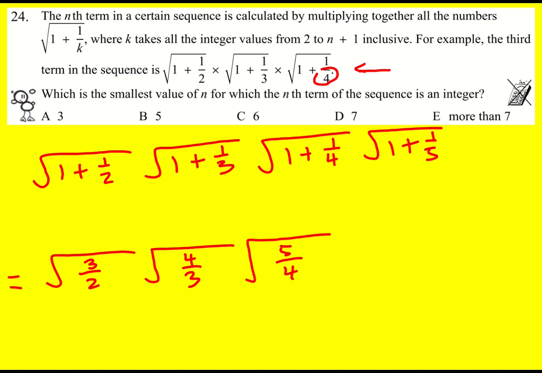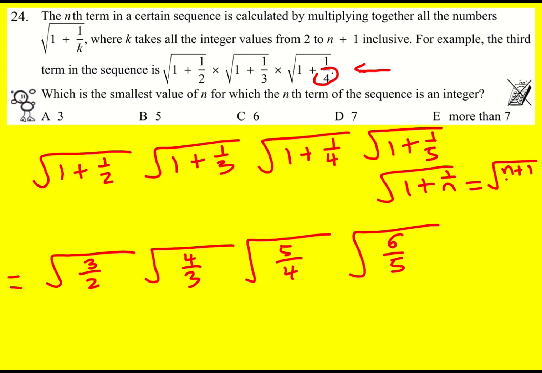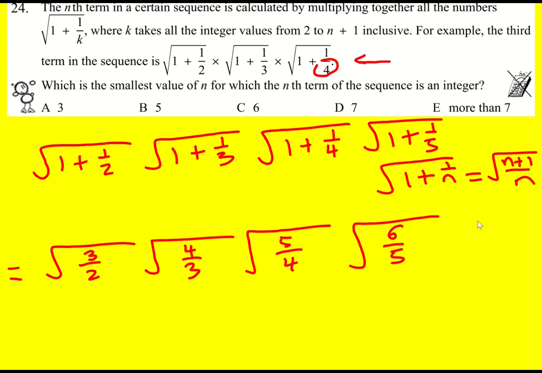And it might be at this point that you start spotting that there's a pattern. The thing on top, the numerator, is always one more than the denominator. So the next one would be 6 over 5, because I'm just going to be adding 5 over 5 to 1 over 5. And that would be true for any of them. So if I do 1 plus 1 over n, then it's going to be n plus 1 over n. So you can be pretty sure about that.